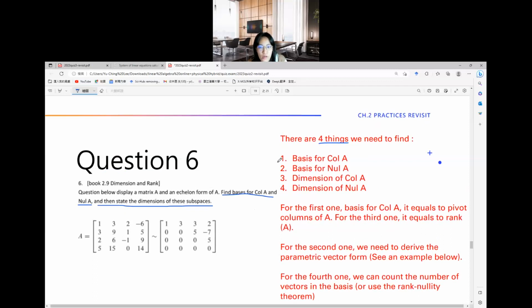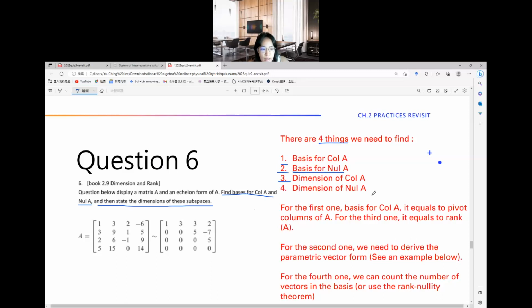The first thing is a basis for column space of A. The second thing is a basis for null space of A. The third thing is dimension of column space of A. And the fourth thing is dimension of null space of A.